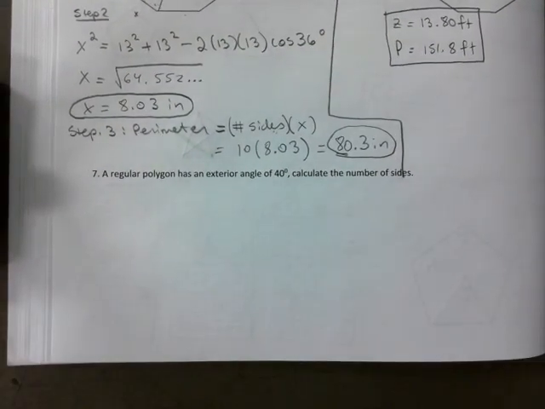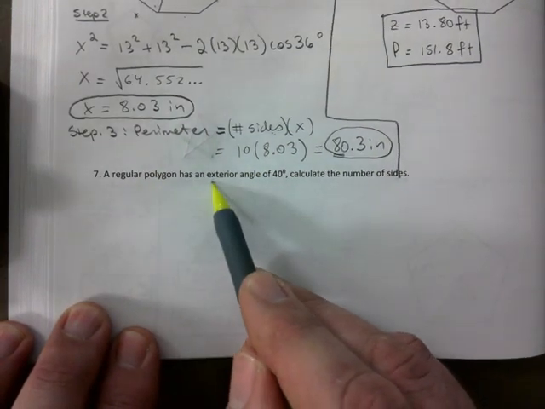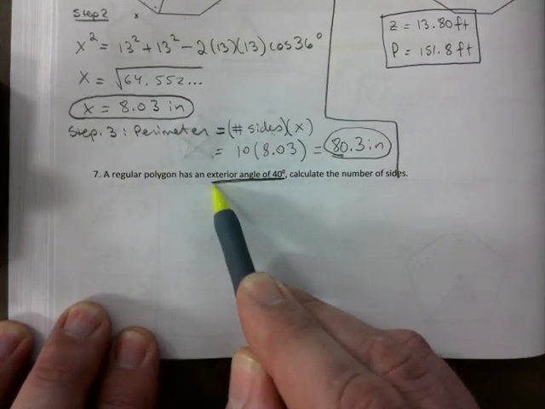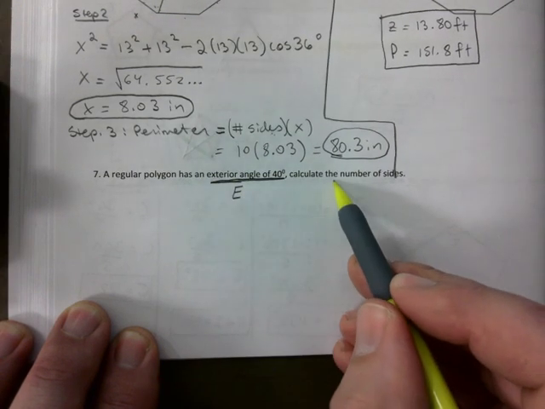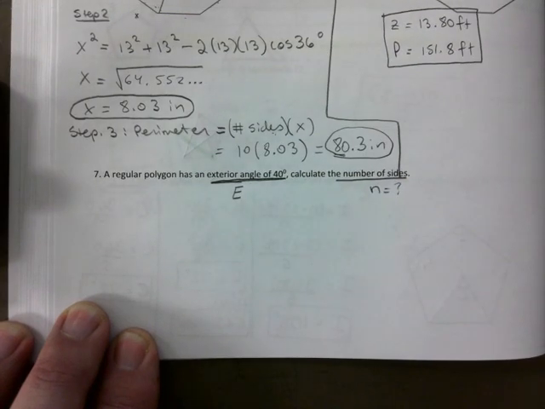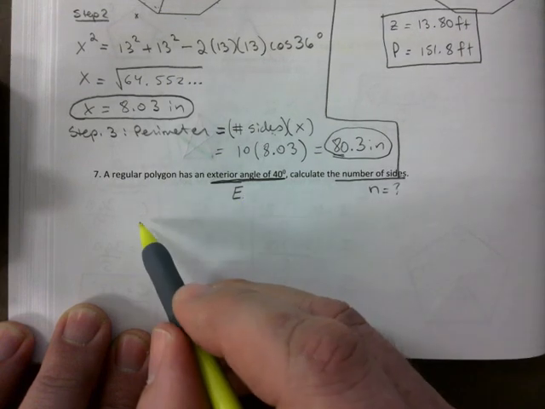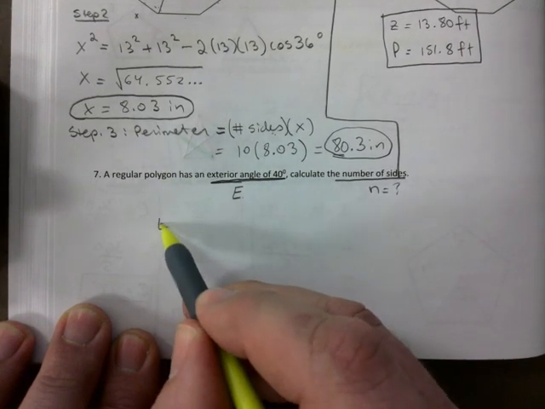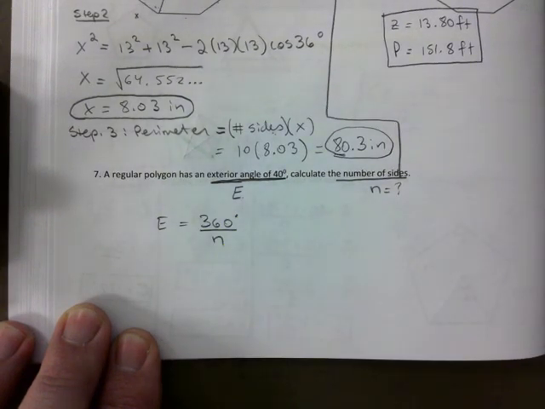Okay, next, a regular polygon. This is the one I was talking about. I never got to it yesterday. A regular polygon has an exterior angle of 40 degrees, so they're giving you the exterior angle. Calculate the number of sides, so they're asking you for the number of sides. I want you to start with the formula for that particular angle. Exterior angle is 360 divided by n.